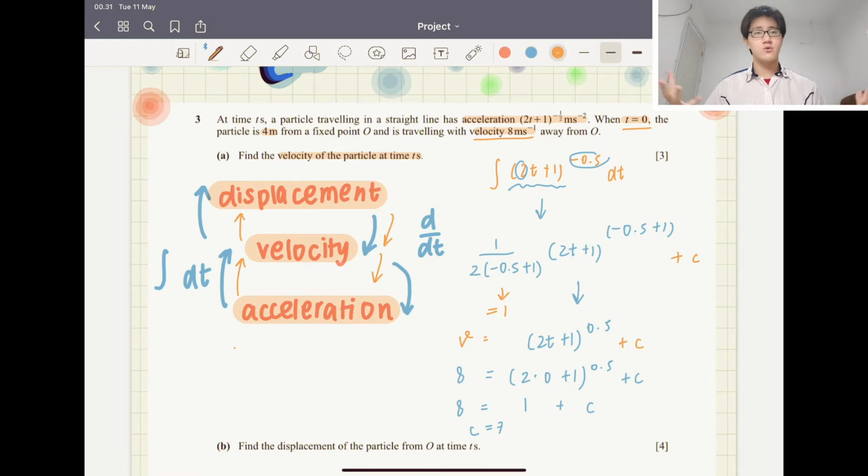Okay? There you go. You found your complete formula. Now your answer should be (2t plus 1) all to the power of 0.5 added by 7 meters per second. Don't forget the units.